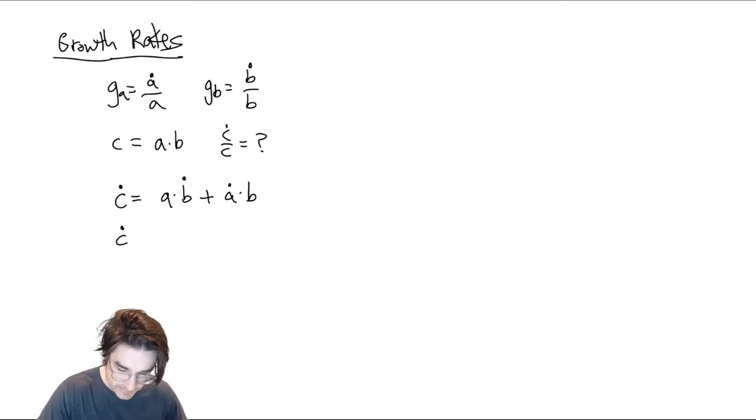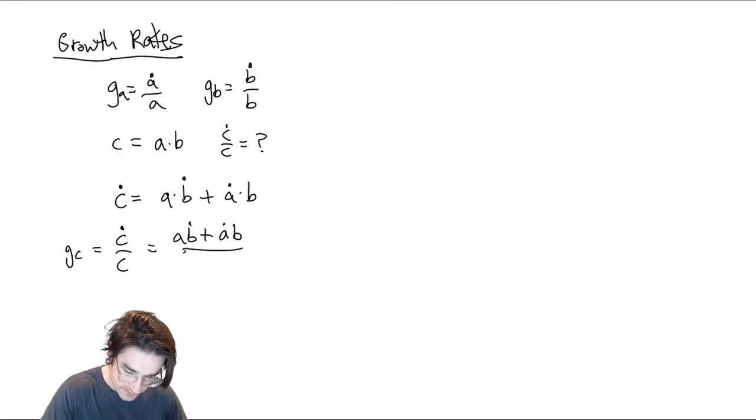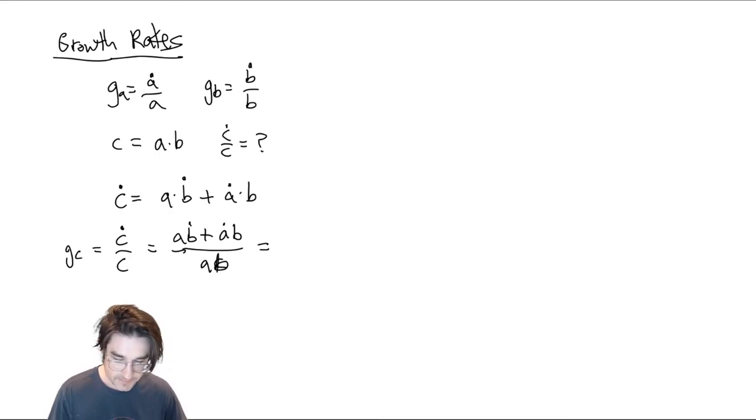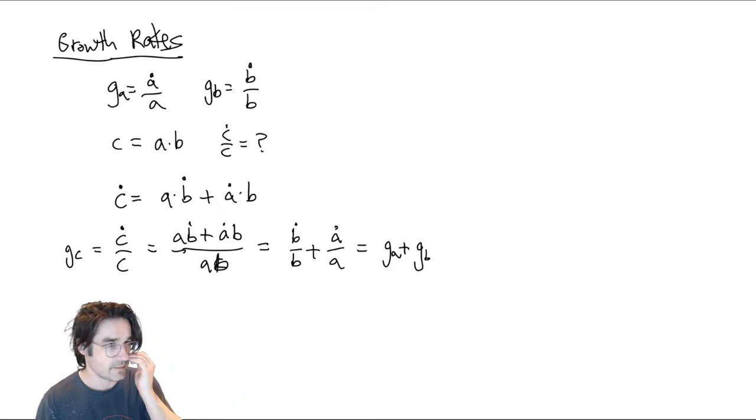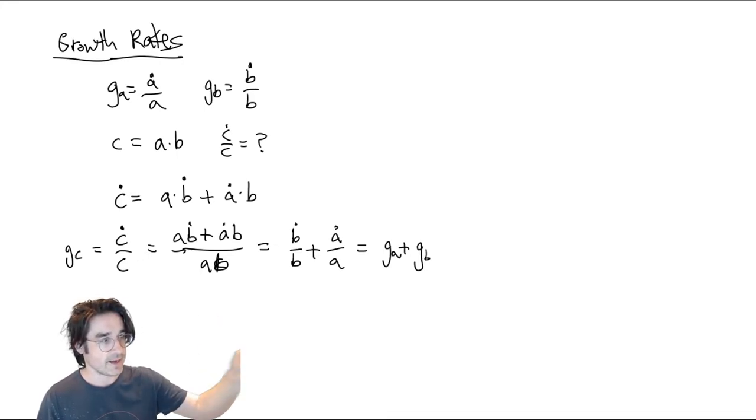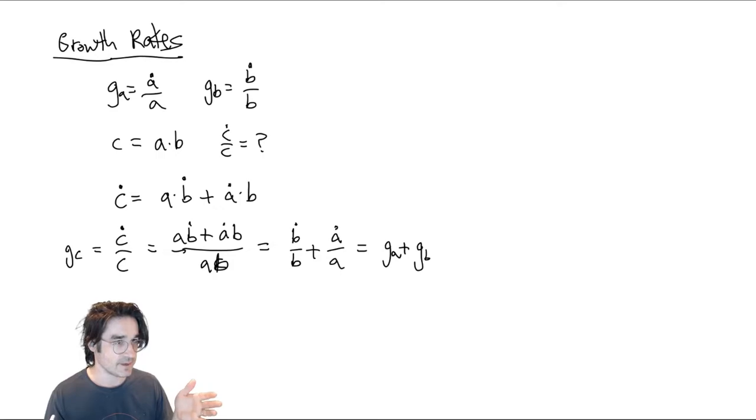Now think about c dot over c, the growth rate of c. It's a b dot plus a dot b, over ab. For the first term, the a's cancel, so you get b dot over b, and for the second term, the b's cancel, and you get a dot over a. I'll switch the order, but it's just GA plus GB. So GC is GA plus GB. The good thing about growth rates is that their rules are even simpler. Instead of the product rule with first times second, for growth rates it's just a sum.